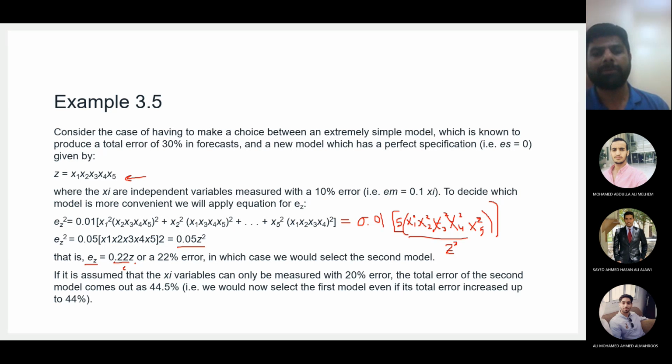So 0.22 z means what? Error is 22% of z. The previous simple equation was giving 30% of error. This equation is giving only 22% error. So obviously we should go with this equation.